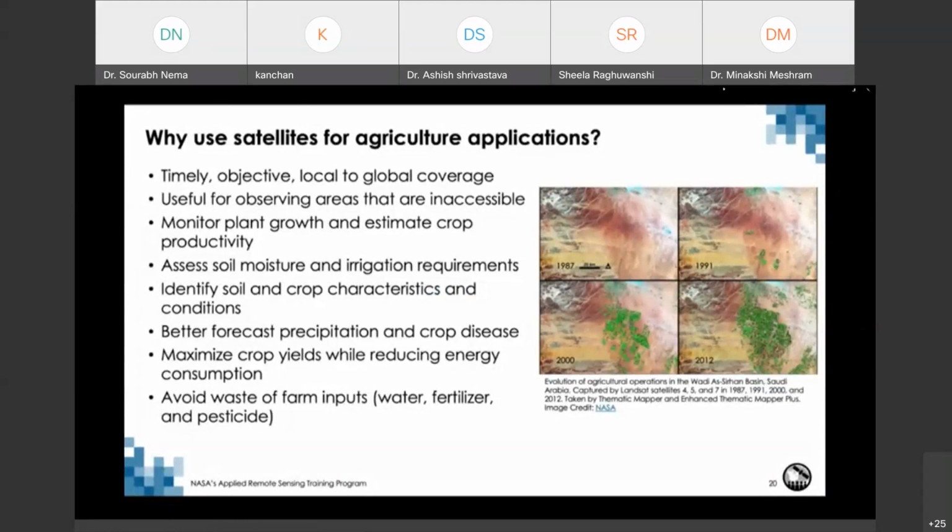They can be used to assess soil moisture and irrigation requirements, identify soil and crop characteristics and conditions, better forecast precipitation and crop disease, maximize crop yields while reducing energy consumption, avoid waste of farm inputs such as water, fertilizer, and pesticide. And these are societal and economic benefits that can better inform the public, private, and non-governmental sectors.